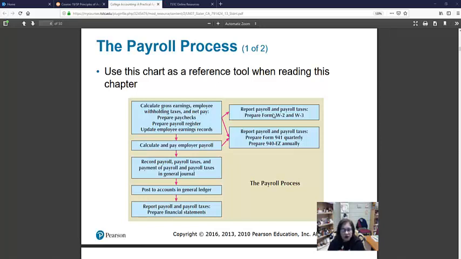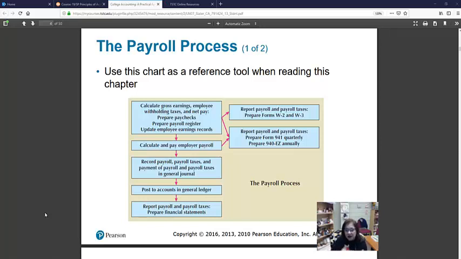So we report the payroll and payroll taxes, prepare W-2 forms or W-3, and then we also prepare the quarterly reports and then the annual reports of what we've turned in. The reason for the quarterly and the annual reports is because we also have to turn in the 1099s or the W-2s at the end of the year to show how much people made for their income tax, whether they paid enough into the government or not.